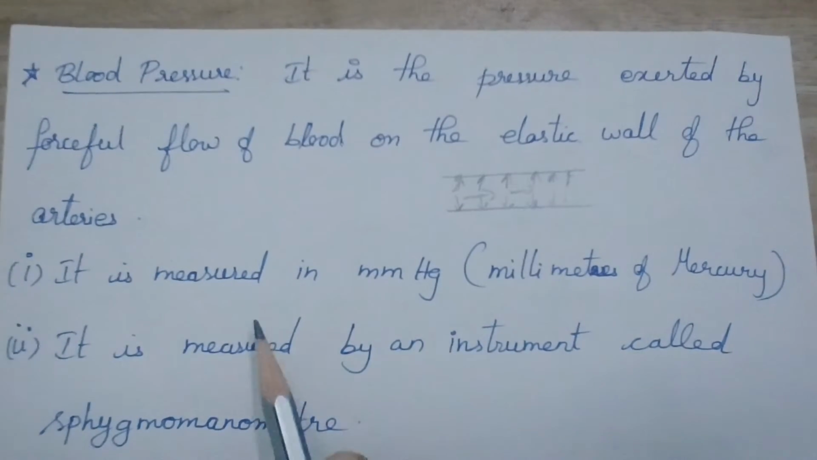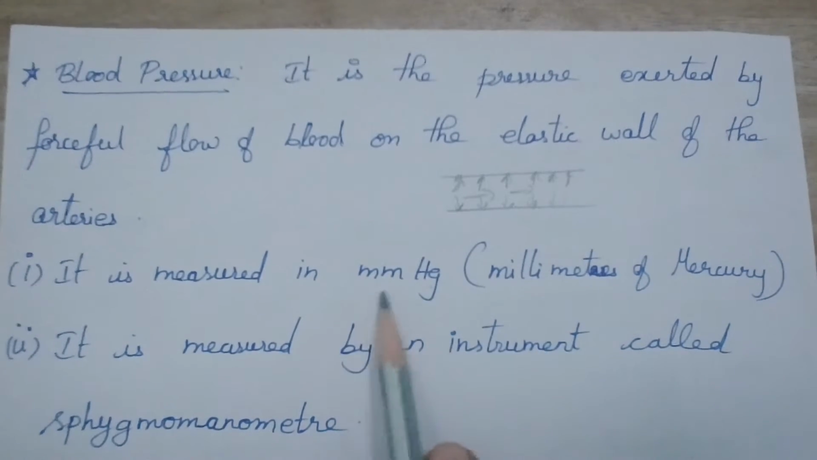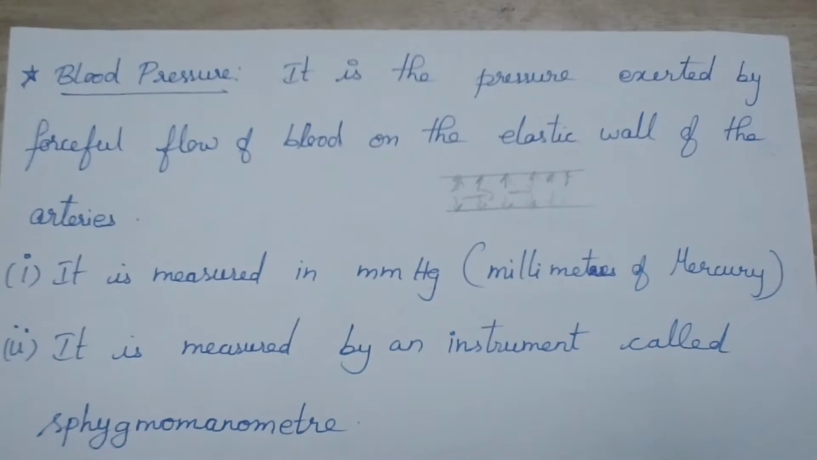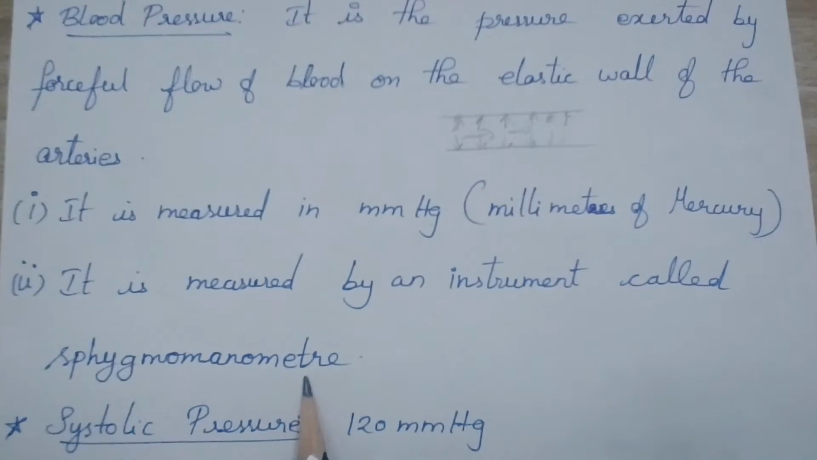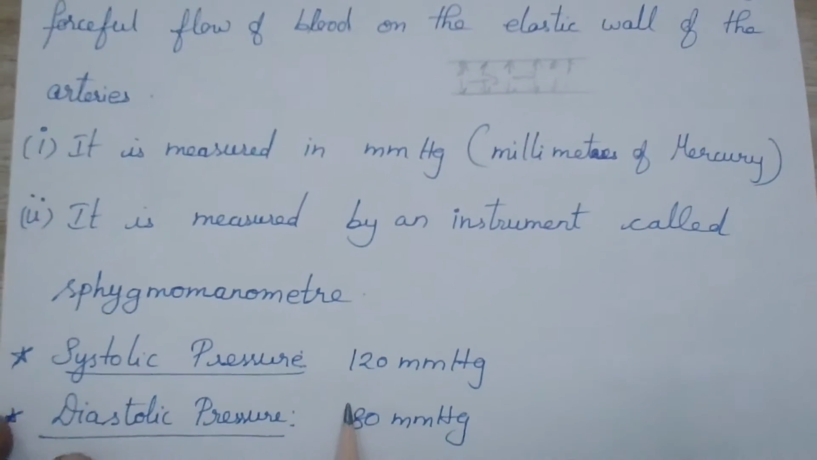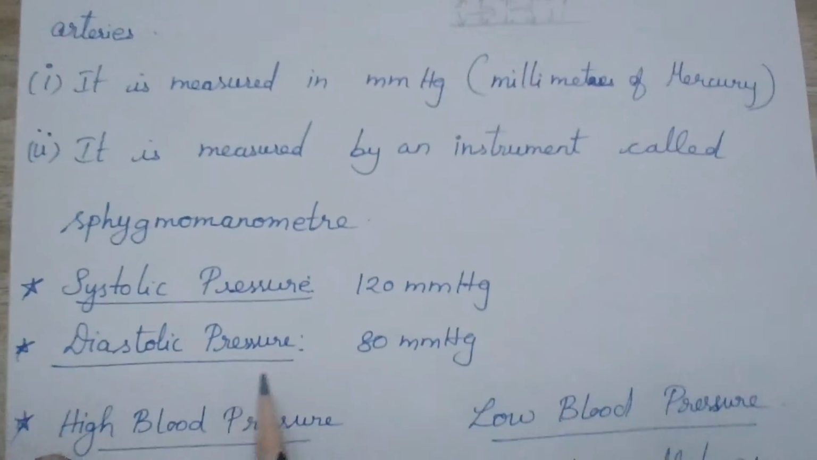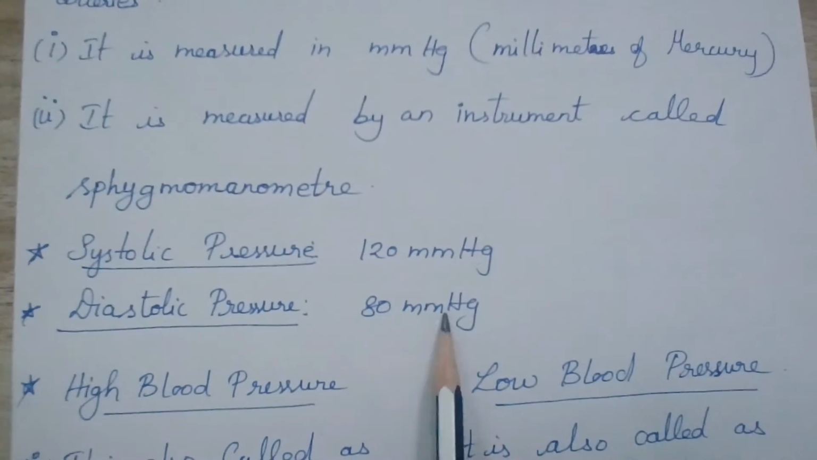Usually it is measured in millimeters of mercury. mmHg means millimeters of mercury. How many mm of mercury is raised, that will give you the blood pressure value. That blood pressure is measured using a sphygmomanometer. Your maximum pressure in the blood should be 120 millimeters of mercury, and your minimum pressure for the flow of the blood should be 80 millimeters of mercury.